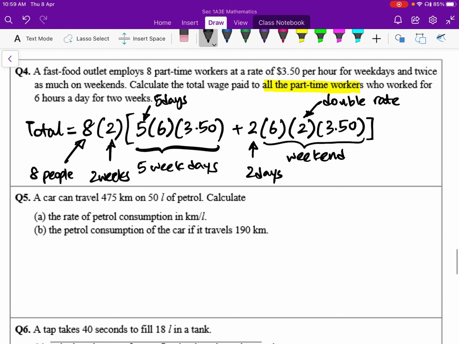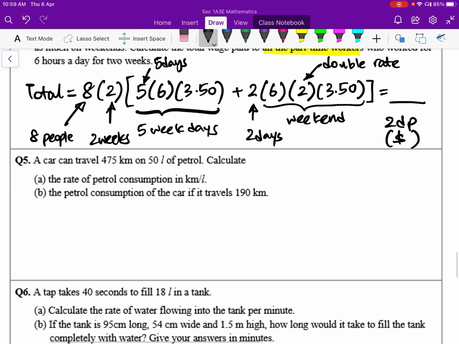Okay, so just get the answer. 2 decimal place because dollar. Okay, when you are dealing with dollars, it will be in 2 decimal places if it is not an integer value for the dollar. Oh, there are no cents. Or if there are no cents, then it doesn't have to be in 2 decimal place already. Okay? So you can do that by yourself.